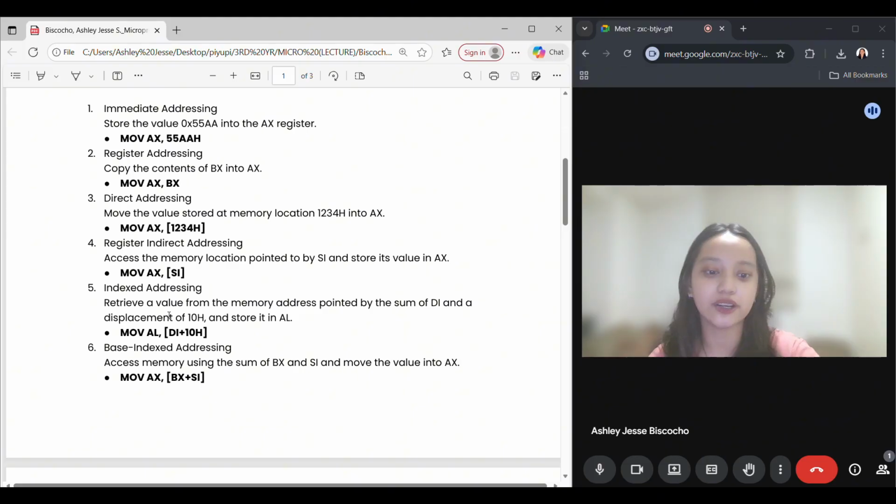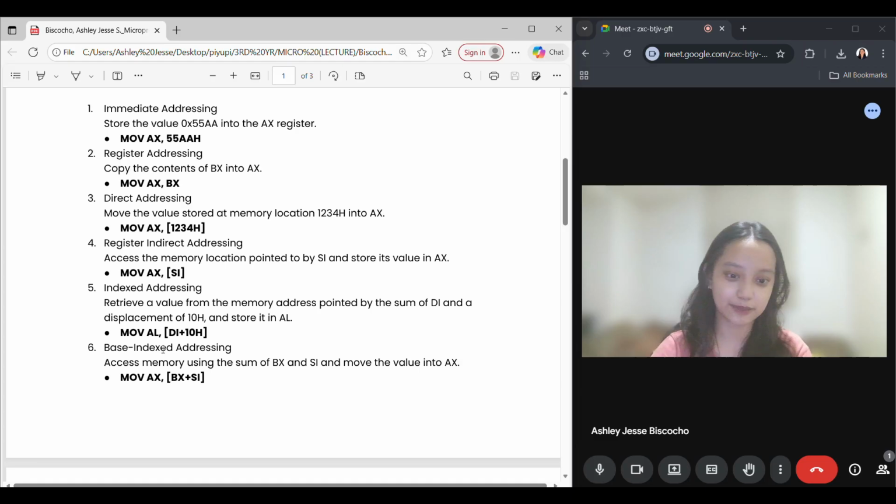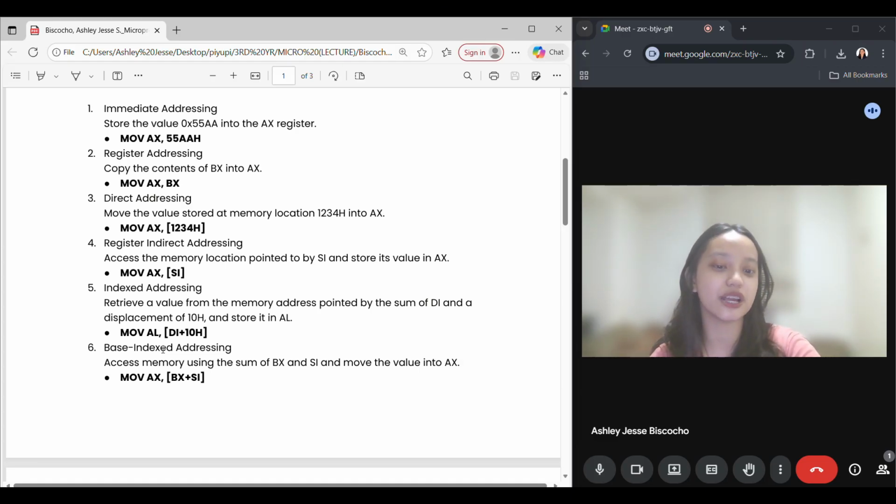Register indirect addressing is seen with MOV AX, [SI], where SI acts as a pointer. Index addressing is demonstrated with MOV AL, [DI+10H], and base index addressing is seen with MOV AX, [BX+SI]. This instruction shows how each addressing mode controls where values are taken from during program execution.